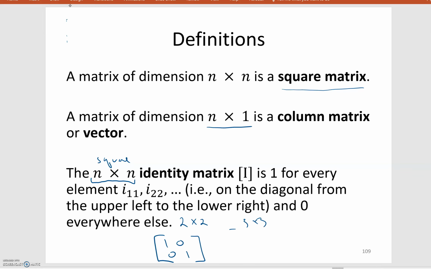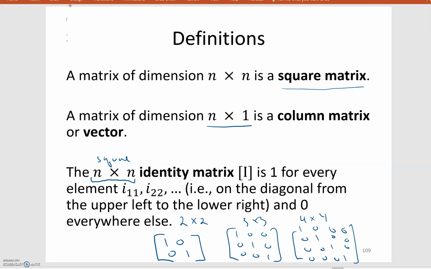The 3x3 would be 1 0 0, 0 1 0, 0 0 1. So that's the 3x3 identity. 4x4 would be 1 0 0 0, 0 1 0 0, 0 0 1 0, 0 0 0 1. I cannot screw this up. Okay. So on and so forth. So these are important, and you might have a glimmer of why because of the name of them.